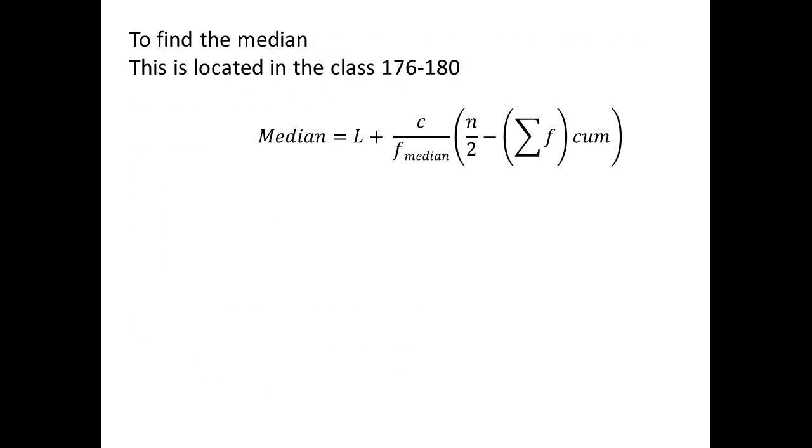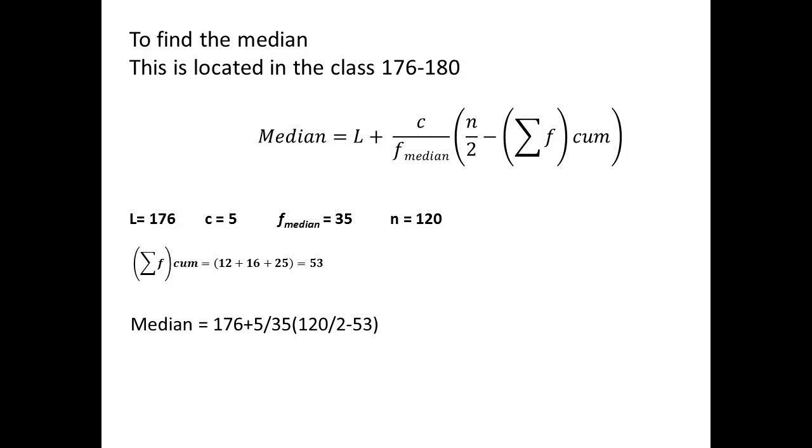Now we find the median, which is given by the formula L plus C divided by F median times N over 2 minus sigma F cumulative. From the table we determine L equals 176, C equals 5, F median equals 35, and N equals 120. Sigma F cumulative is 12 plus 16 plus 25, which equals 53.